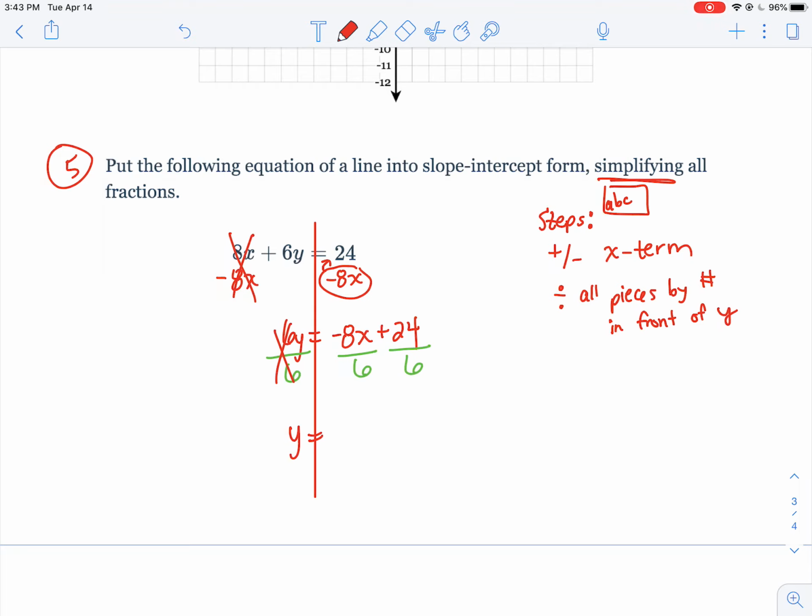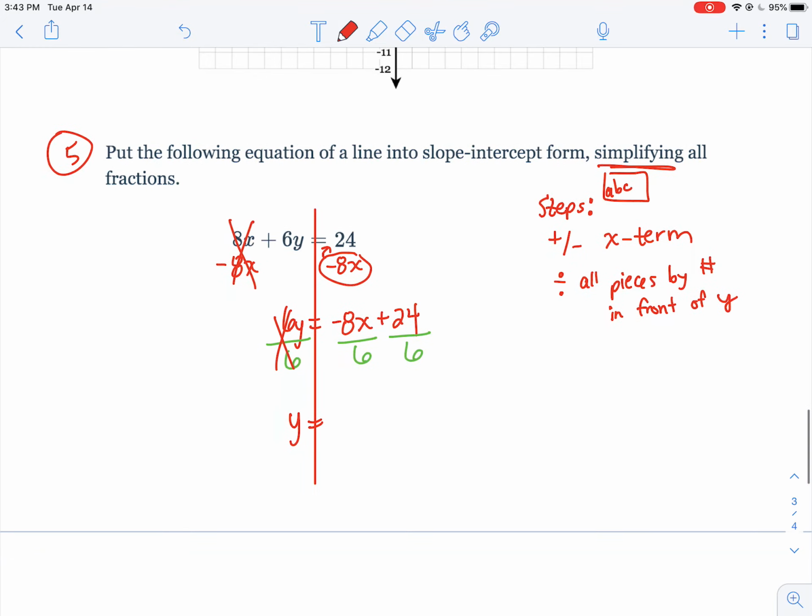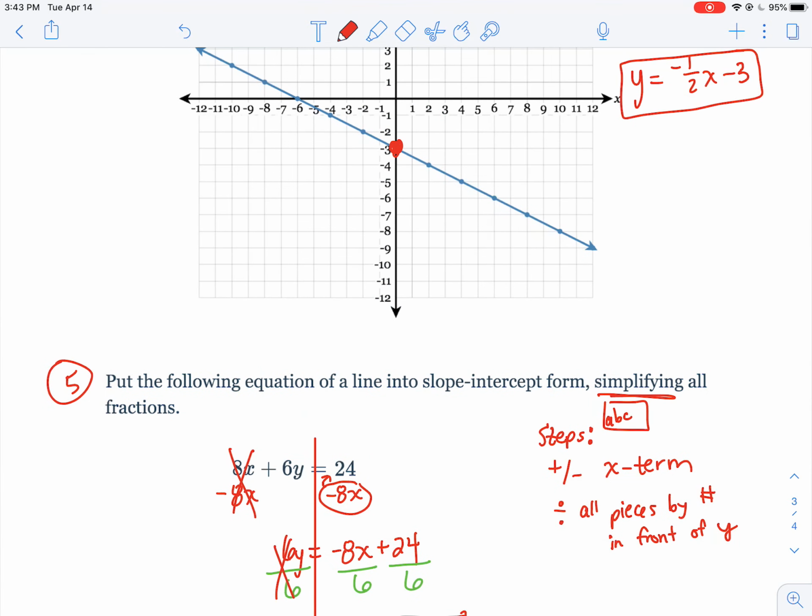Okay. -8/6. Okay, when you simplify -8/6, you want to type -8 ABC 6. It's going to give you a mixed number, and then type second ABC. It should turn it right back into an improper fraction, and it will give you -4/3x. 24 divided by 6 is a positive 4. You would have to type in y equals -4/3x plus 4. So make sure you're being very careful with simplifying your fractions there. Okay, and that's it. There's only 5 sections.